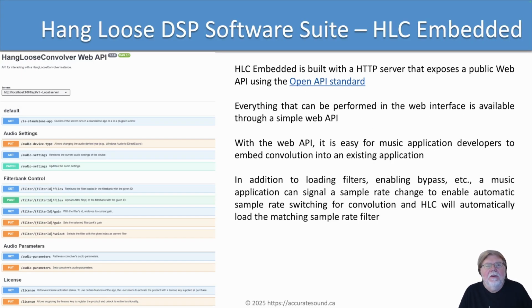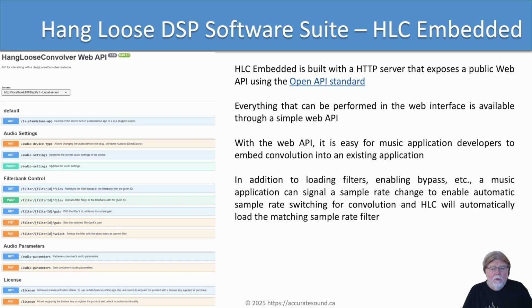HLC Embedded is built with an HTTP server that exposes a public web interface using the Open API standard, basically a REST API. Everything that can be performed in the web interface is available through a simple web API. With the web API, it is easy for music application developers to embed convolution into an existing application.